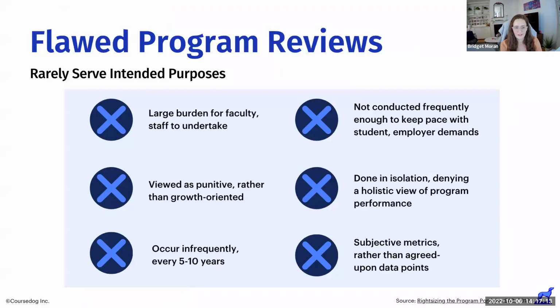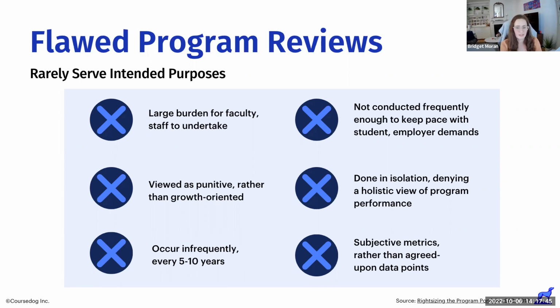All right, well, let's move on to everyone's favorite topic now, program reviews. I know, to be honest, this is a pretty unpleasant process for most folks, and they're often a really big burden to conduct, right? Folks might see them as punitive rather than an opportunity for growth. And I think aside from that, though, the way they're actually conducted doesn't accomplish the intended outcomes that we're looking for. To start, they happen infrequently.